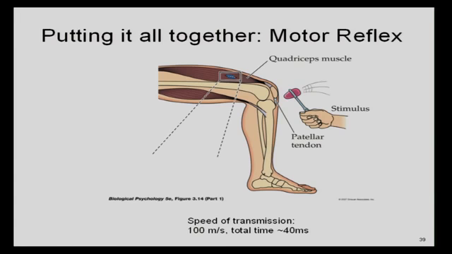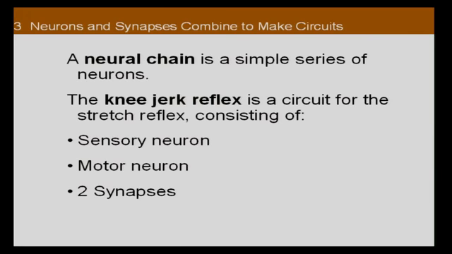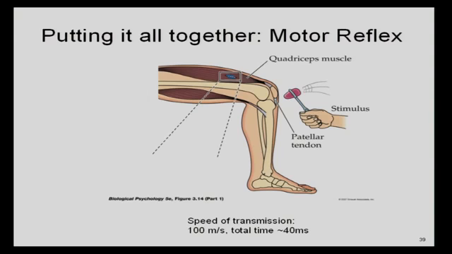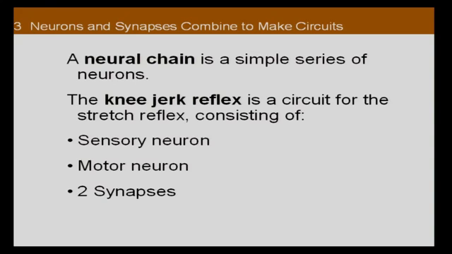And the total time of the response is 40 milliseconds. So very, very quick. I bet you didn't even know that you were demonstrating your fast neurotransmission by this simple motor reflex. But let's take it step by step so we can review all the different steps that we've talked about. This reflex arc is an example of a neural chain, a simple series of neurons. And the knee-jerk reflex is really a circuit for what's called the stretch reflex that we're going to go over in much more detail in the motor lecture coming up after our sensory systems.